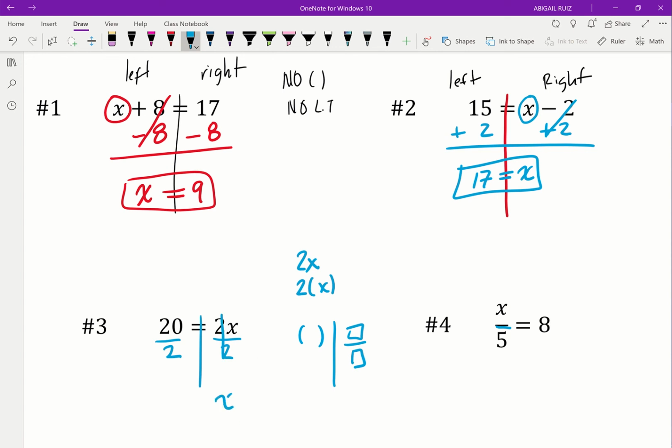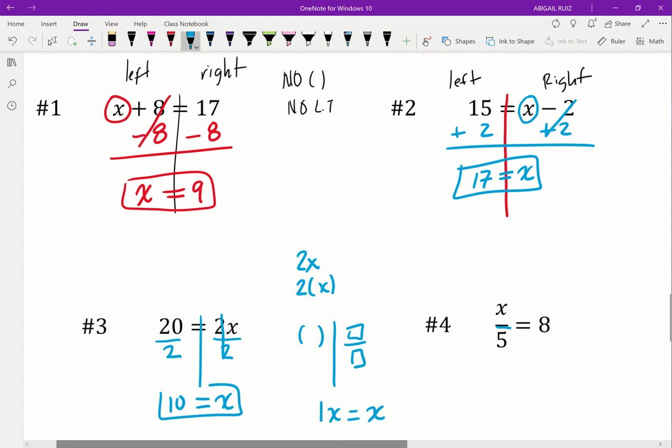2 over 2 is 1. So this is x, that's 1x, equals 10. Remember, 1x is the same thing as writing just x. It's the same thing, okay? And since you already are at the end, you don't need to put 1x. Just write the x. That x is equal to 10.